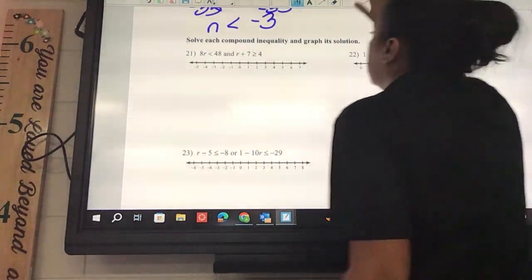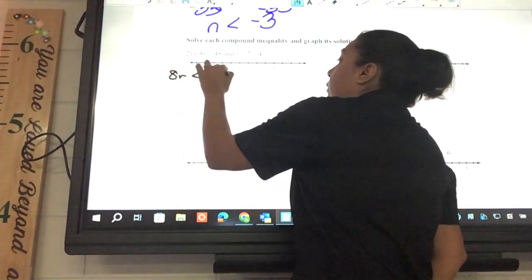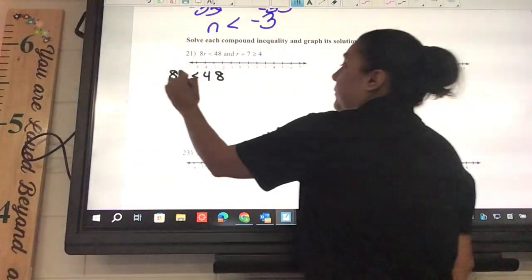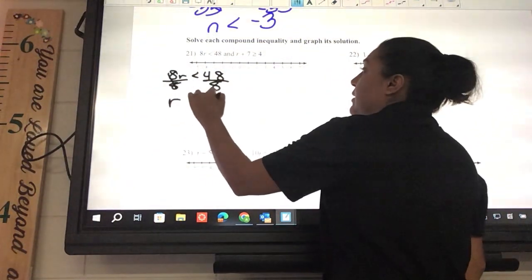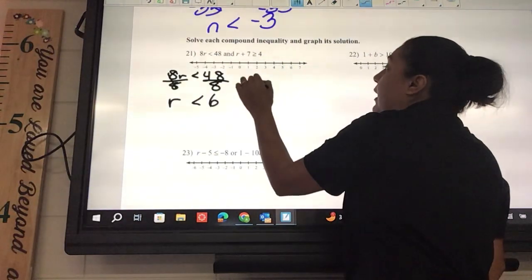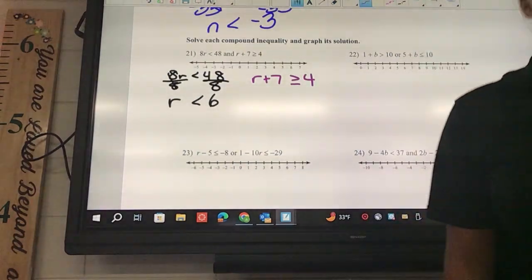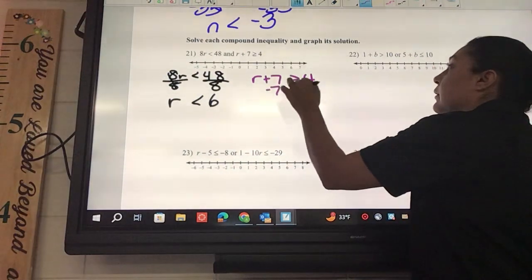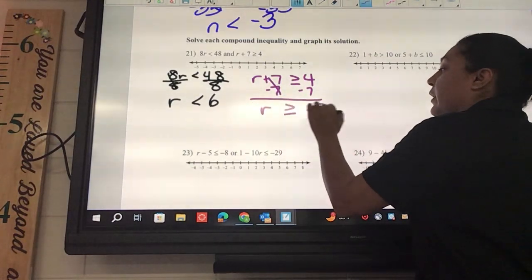So, this first one I got 8r equals 48. What needs done? Divide by 8. So that's going to give me a 6. The second one, I got r plus 7. What needs done on that one? Minus 7 on both sides. So I'm going to get a -3.